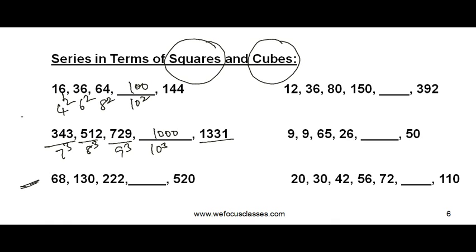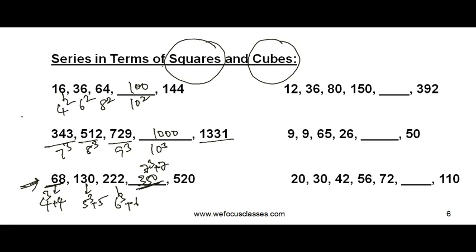Go through the next problems. 68, 130, 222 and 520. The problem is given like this. So whenever you see a number 68, you should remember the nearest number that is known to us, that is 64, that is 4 cube. So it is 4 cube plus 4. And 130, it will be 5 cube plus 5. So it is 6 cube, that is 216 plus 6. Next number would be 7 cube plus 7. 7 cube is 343 plus 7. You will be getting the answer as 350.